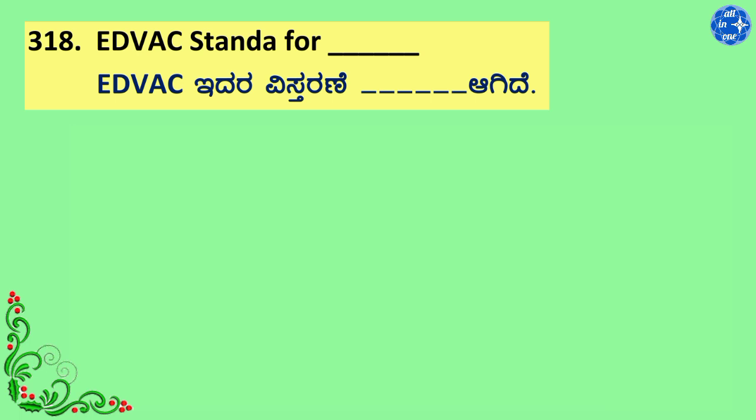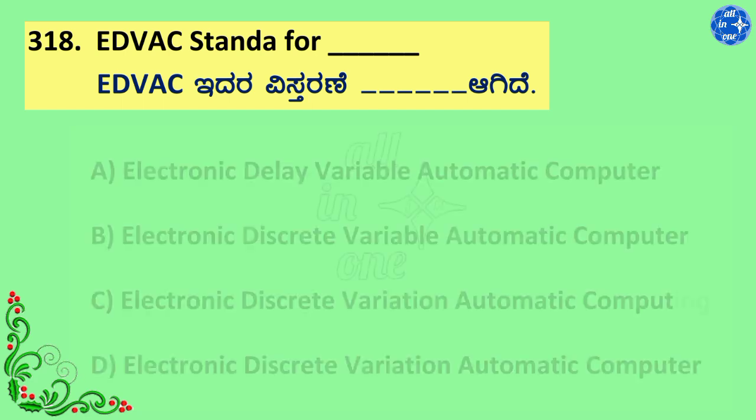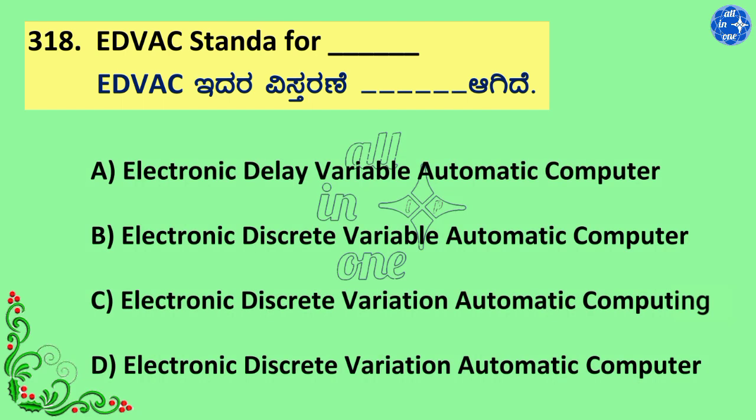Question: EDVAC stands for dash. Option: Electronic Delay Variable Automatic Computer, Electronic Discrete Variable Automatic Computer, Electronic Discrete Variation Automatic Computing, and Electronic Discrete Variation Automatic Computer. Right answer is Electronic Discrete Variable Automatic Computer.